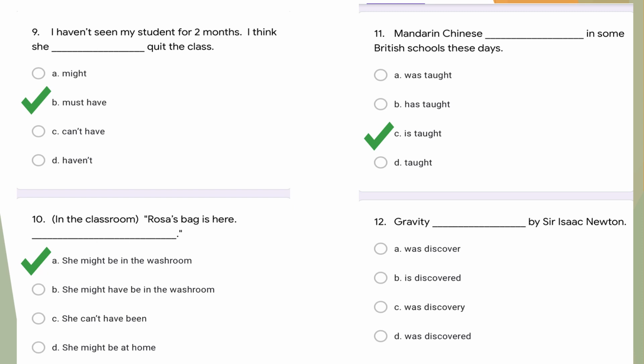Right, number 12. Some students got this one wrong. Gravity blank by Sir Isaac Newton. When was gravity discovered? Now or in the past? Obviously, it was in the past, so we have to use the past tense. So it can't be B. Some people put B for this one. No, it has to be D. Gravity was discovered by Sir Isaac Newton.